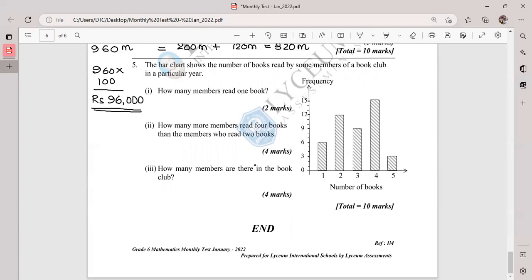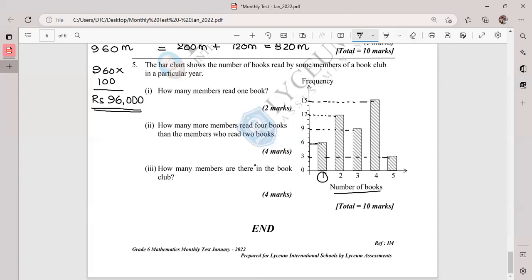Children, when you have this kind of bar chart, first you want to elaborate it and understand what they are talking about, right? Here they have given the number of books. For number of books 1, reading one book, there were 6 students, right? Reading 2 books, 12 students. Reading 3 books, 9 students. Reading 4 books, it is 15 students, right? And here it is 3 students, right?